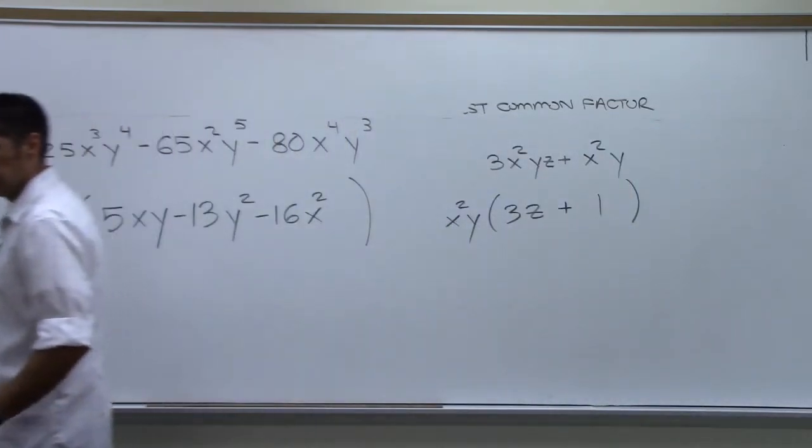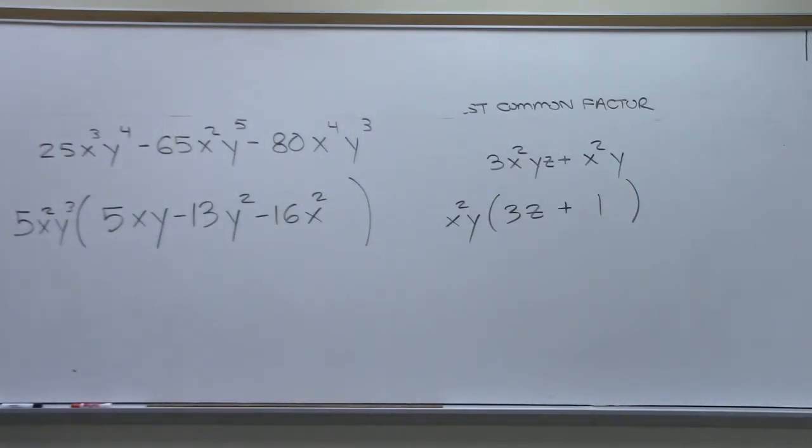So, could you technically, instead of putting a 5, could you just leave it blank and imply a 1 and just put 25, 65, 80 and leave those in there? You could, but that would not be considered to be completely factored. That would not be factored.